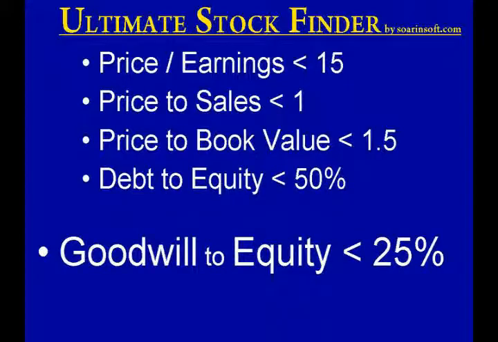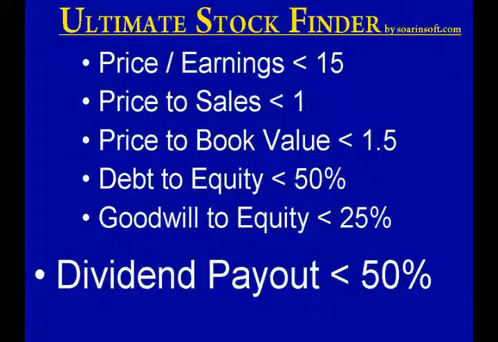Goodwill is assets of the company that are intangible and not real physical things. This includes patents, customer goodwill, and trademark value. As such, these goodwill assets may have no value if the business climate changes. A high goodwill to equity ratio can indicate that a company has been increasing its sales by buying its competitors and paying more money than the buildings and equipment are worth. We prefer that goodwill to equity be less than 25%.